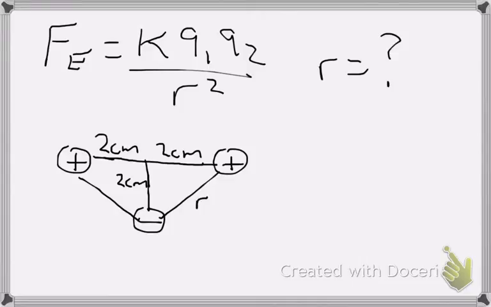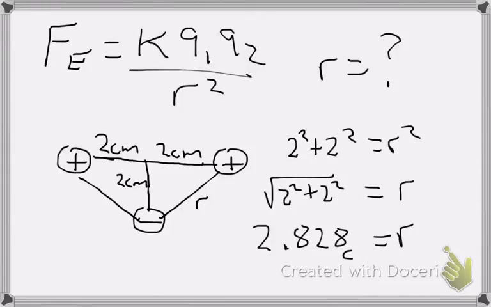We can figure out what r is using a number of different methods, but I'm going to use the Pythagorean theorem, because I know that 2 squared plus 2 squared equals r squared, and r is the square root of 2 squared plus 2 squared. So r, the distance between the negative particle and the positive, is going to be 2.828 centimeters.